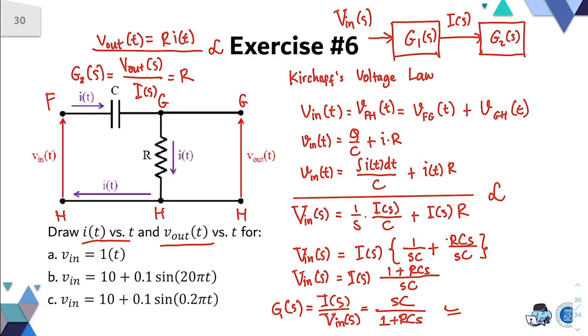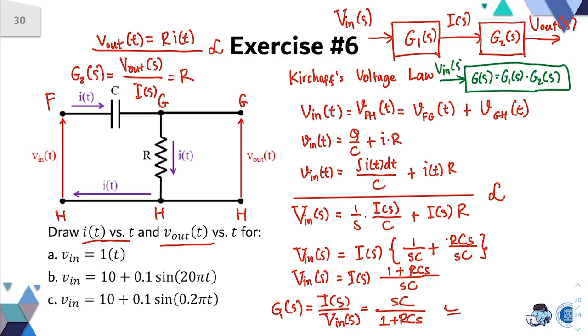G2(s), with input of I(s) and the output is Vout(s). Okay, and then this one I can simplify to G(s), that is equal to G1(s) multiplied by G2(s). Okay, so this is the simplification.